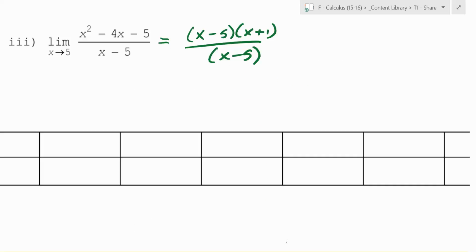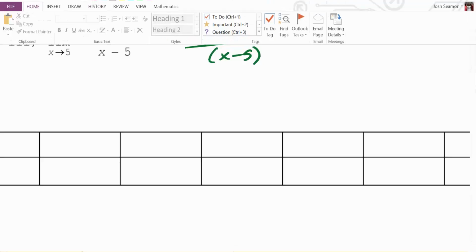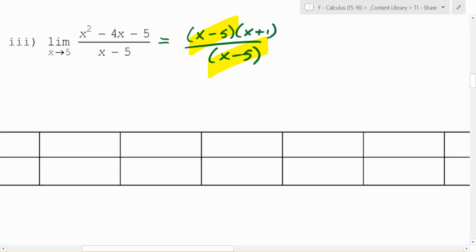Okay, yeah, this one nicely cancels. So as x goes to 5, what is this going to go to? 6. Nice.